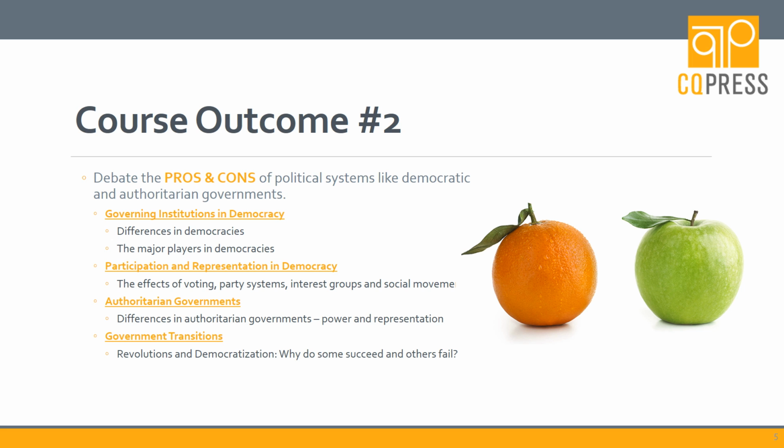Finally, students learn more about government transitions. So in other words, how do regime changes occur? From revolutions to democratization, this outcome will describe the role of the military in regime changes and discuss reasons for success and failure.